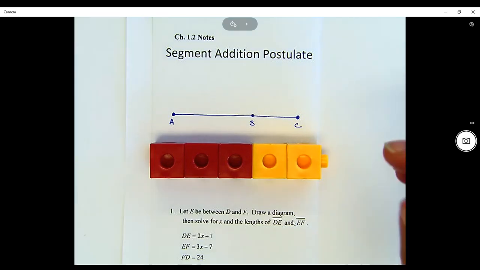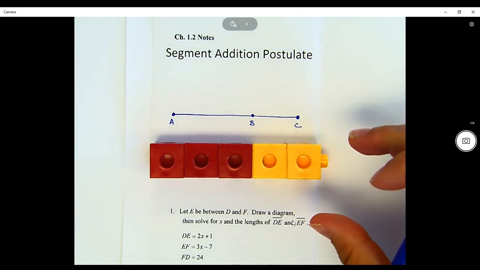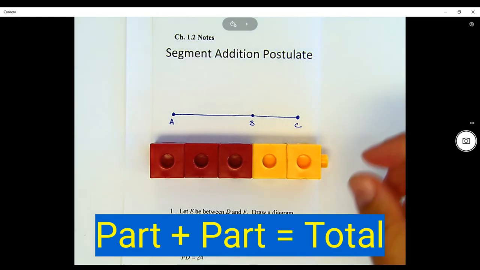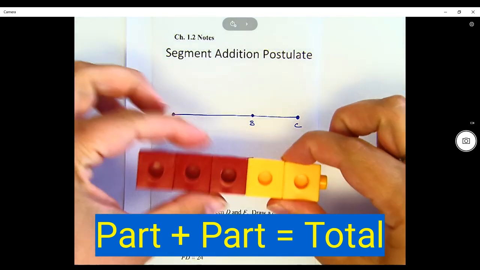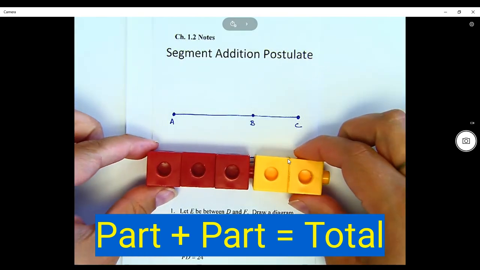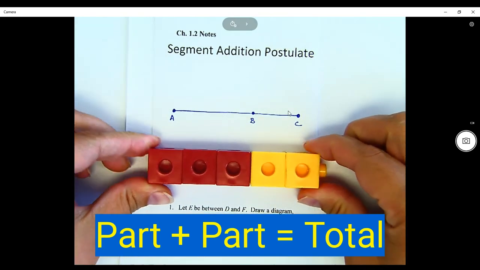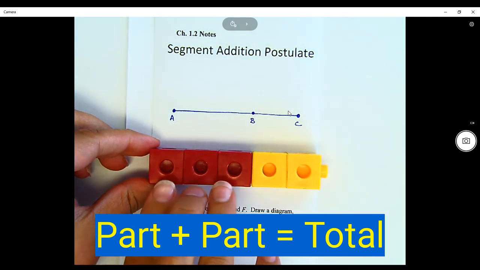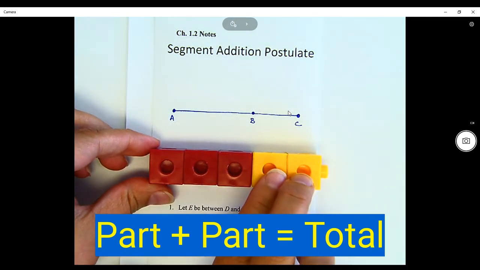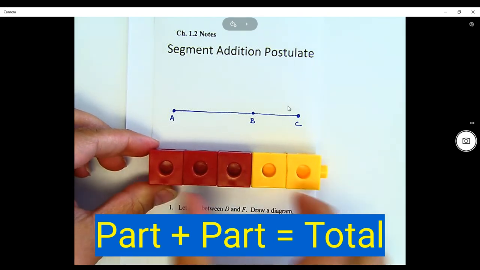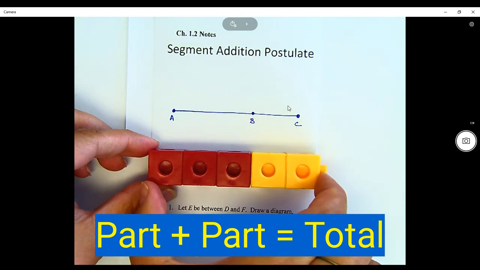Today we're going to be talking about the segment addition postulate. It sounds like a very fancy term, but it's actually a very simple concept. This red part plus this yellow part equals the total. Part plus part equals total. You can think of it as 3 plus 2 equals 5, or 3 inches plus 2 inches equals 5 inches.